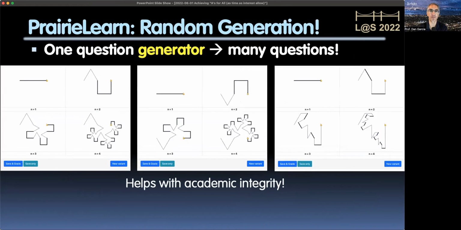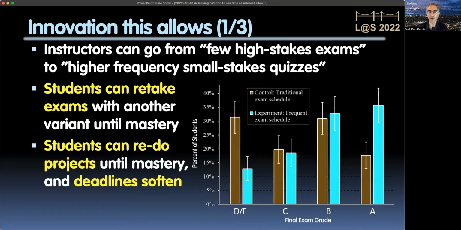I use this particular question in my own course, and again, you write 1 question generator, and different versions of this fractal are given to different students to deal with both cheating issues, but also to be able to give each person a different question that are all equally difficult. This allows for quite a bit of innovation.